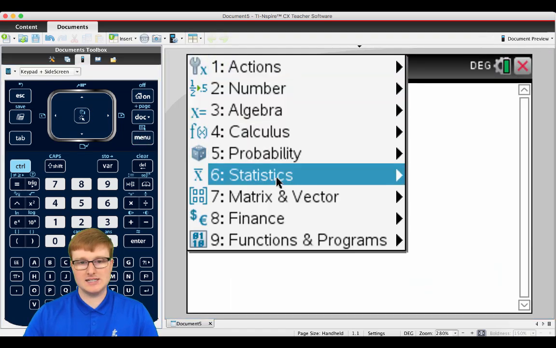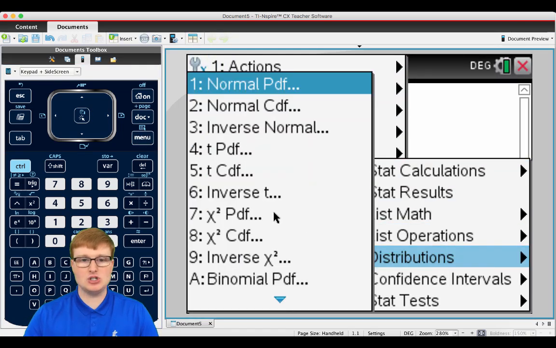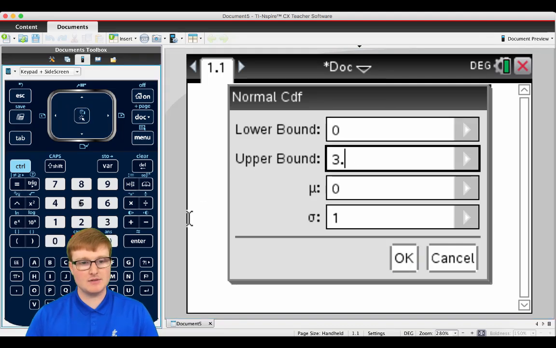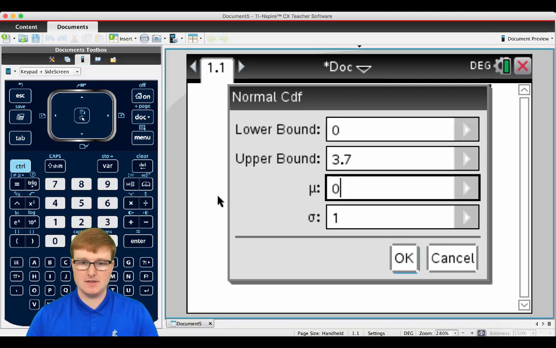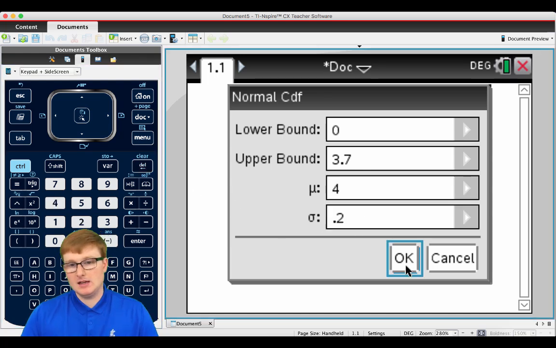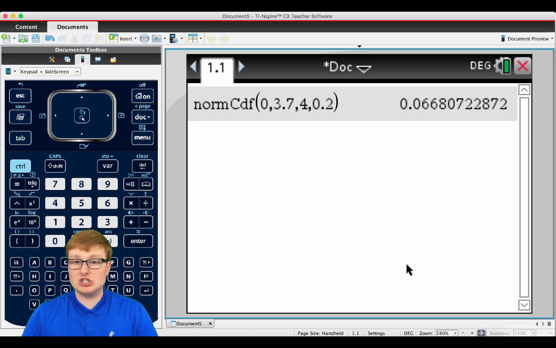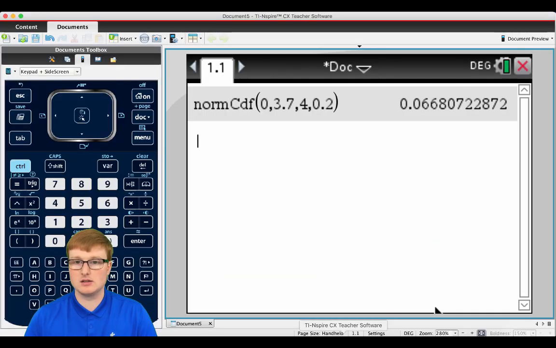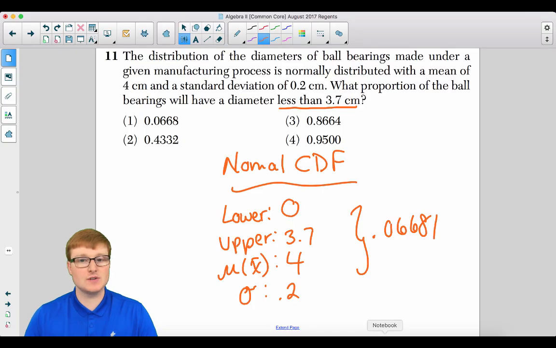Go to your calculator. Go to Menu, Statistics, Distributions, Normal CDF. We're going to type in the lower bound of 0, upper bound of 3.7. The average is 4, and the standard deviation is 0.2. Click OK, and your answer is going to be 0.06681. And your answer for this one is going to be choice 1. Not too bad of a question. It's all calculator stuff.